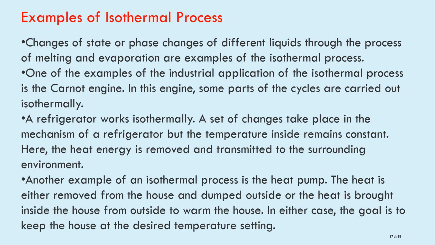Let us consider a few examples of isothermal process. First one, change of state or phase. Changes of different liquids through the process of melting and evaporation are examples of isothermal process. We have three states: solid, liquid, gaseous. If you want to change from solid to liquid or liquid to gas, the process involves melting and evaporation. All this happens at constant temperature. That is one of the best examples of an isothermal process.